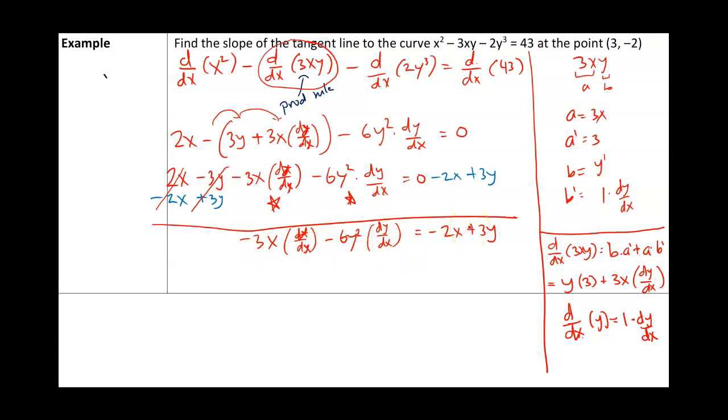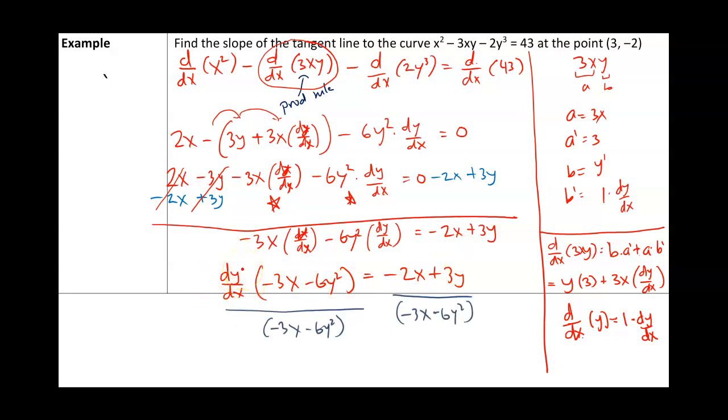So once again, all my dy/dx's are on one side, and all these other terms went to the right. But now I have to factor out the dy/dx. They both have a common factor, so I'm going to factor that out. So I have dy/dx, and in the parentheses I have negative 3x minus 6y squared, equal to negative 2x plus 3y. Finally, I want to get my dy/dx by itself, so I'm going to divide both sides by negative 3x minus 6y squared, and that'll be my derivative. But I'm not quite done because the problem says to find the derivative at the point (3, -2). So I'm going to replace the x's with 3 and the y's with negative 2.